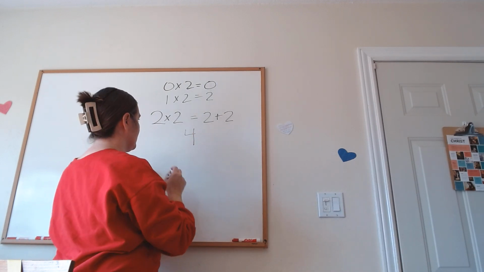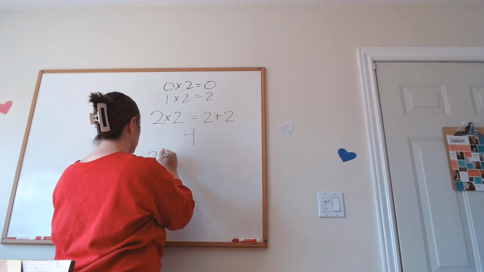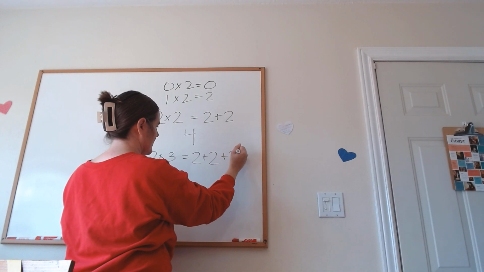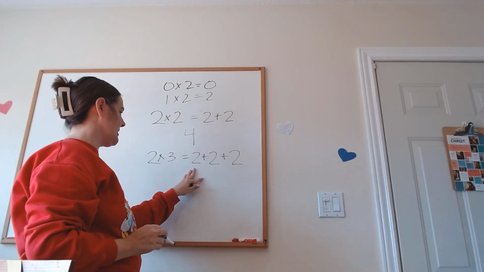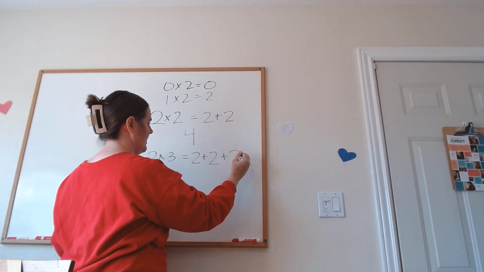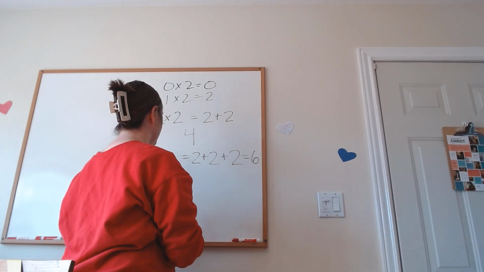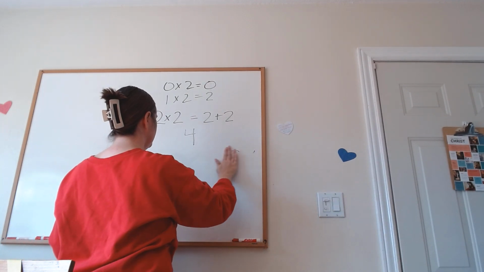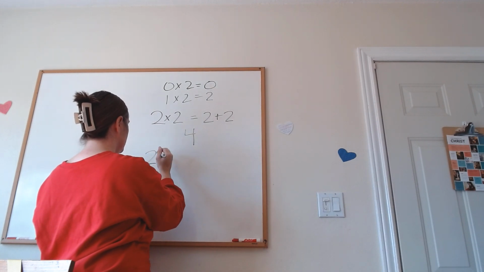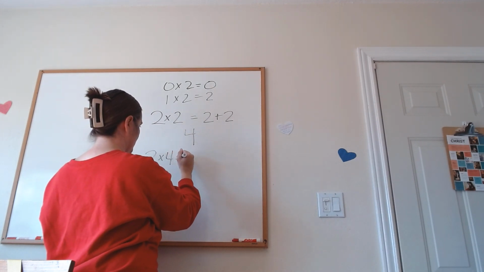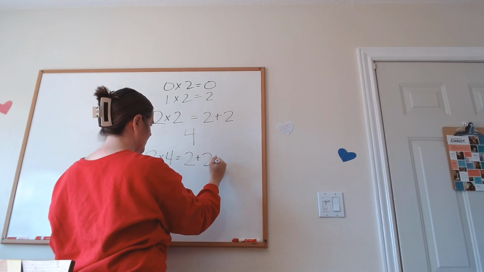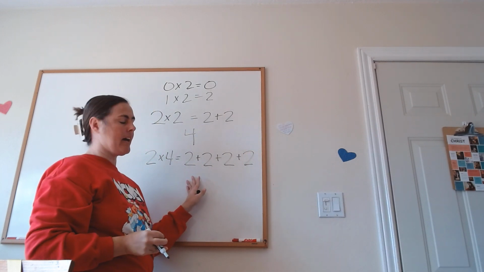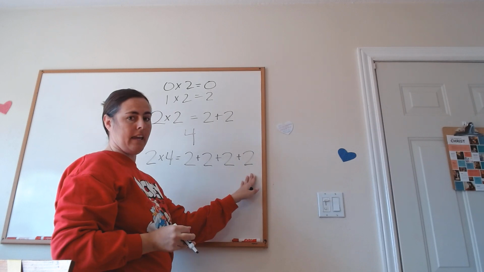And this works as we get into the higher numbers. So 2 times 3 is the same as 2 plus 2 plus 2. And then you would add those up. So 2 plus 2 plus 2 equals 6. And then we'll just continue on from there. So 2 times 4 is going to equal 2 plus 2 plus 2 plus 2. And then when we add those together, we get 2, 4, 6, 8.